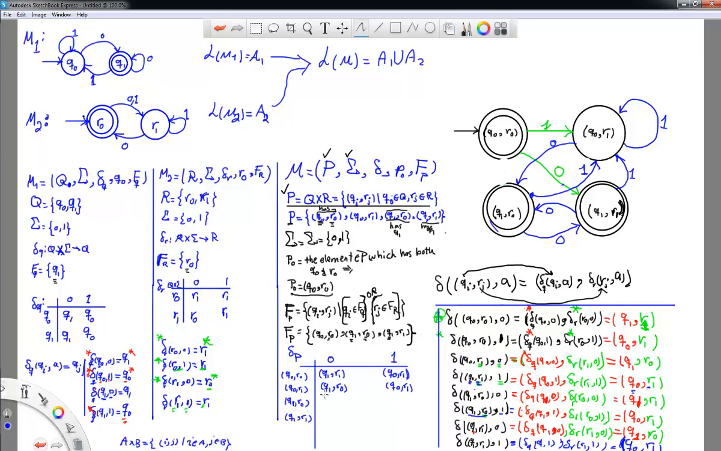Then Q1 R0 with the 0, which is the fifth element here, goes to Q1 R1. Q1 R0 with 1, the sixth element, goes to Q0 R1. Then Q1 R1 over 0, the seventh element here, goes to Q1 R0. And then Q1 R1 over 1 is the last element, and it goes to Q0, comma, R1.